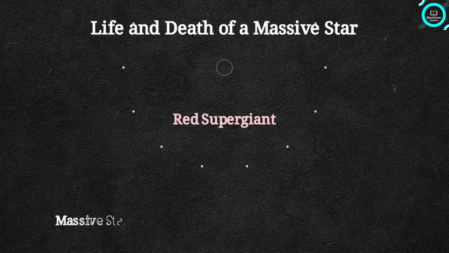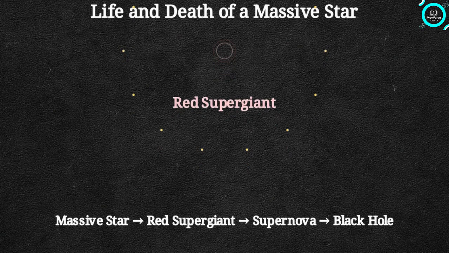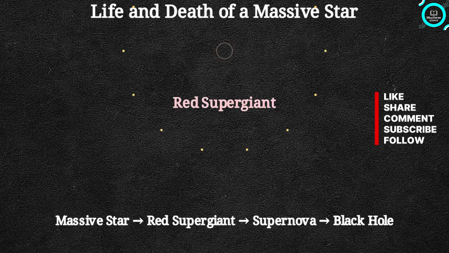To summarize, a massive star expands into a red supergiant, collapses into a supernova, and leaves behind a black hole, while shockwaves and debris disperse through space.